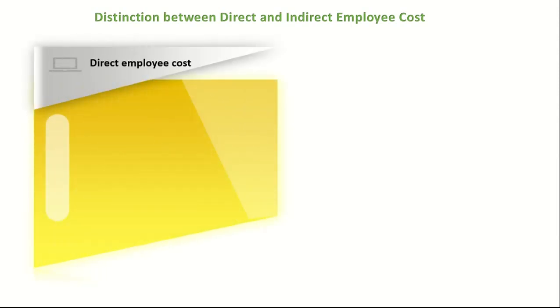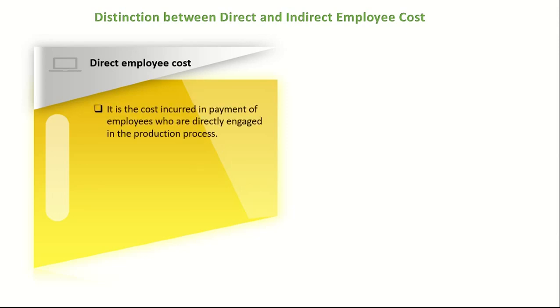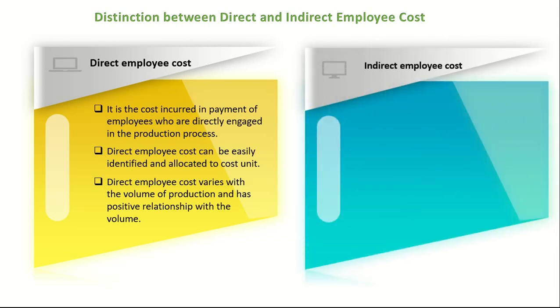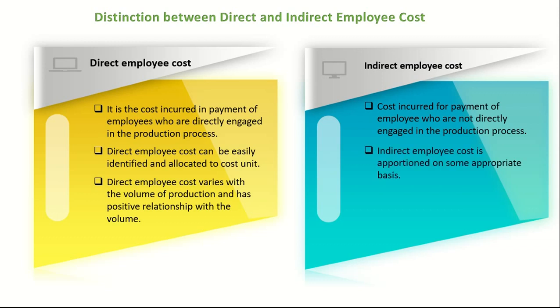Distinction between direct and indirect employee cost. Direct employee cost. It is the cost incurred in payment of employees who are directly engaged in the production process. Direct employee cost can be easily identified and allocated to cost unit. Direct employee cost varies with the volume of production and has positive relationship with the volume. Indirect employee cost. Cost incurred for payment of employees who are not directly engaged in the production process. Indirect employee cost is apportioned on some appropriate basis. Indirect employee cost may not vary with the volume of production.